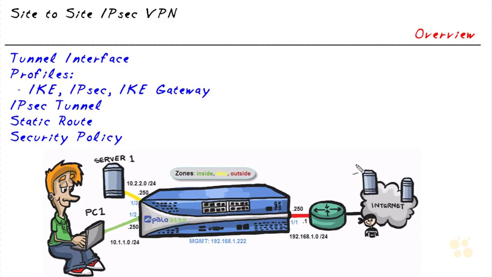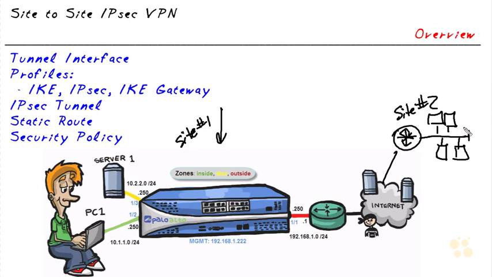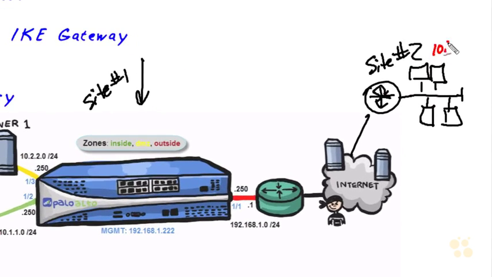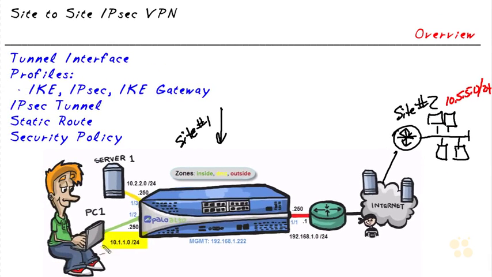So in our topology, let's imagine that we have another site. Let's say this Palo Alto is at site number 1, and off of the internet we have another site at site number 2. And maybe at site number 2 it's another Palo Alto firewall, or maybe it's another vendor like a Juniper device or a Cisco router that's connecting site 2. So maybe this private network at site 2 is 10.5.5.0/24, and we'd like to have access for the people at that site to securely communicate with maybe the 10.1.1 subnet, and vice versa.